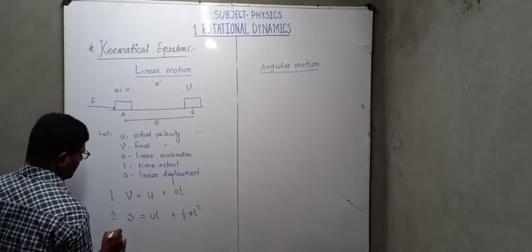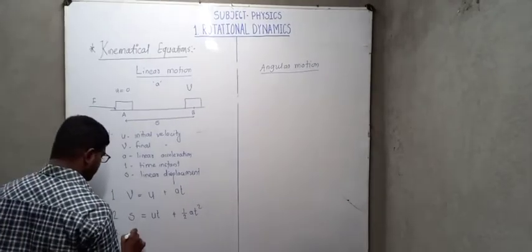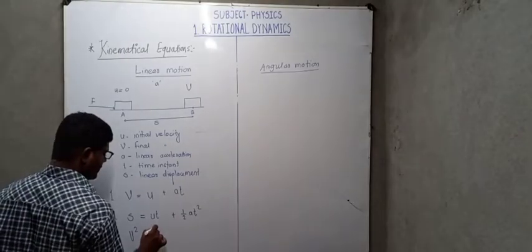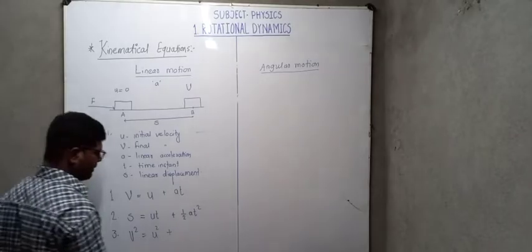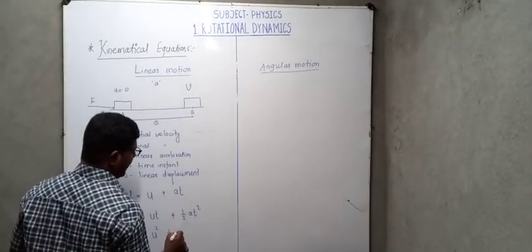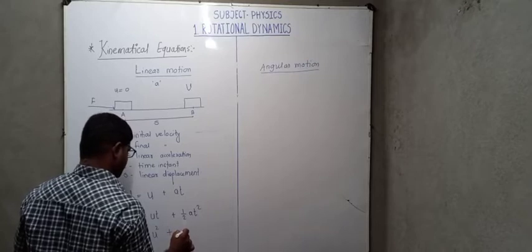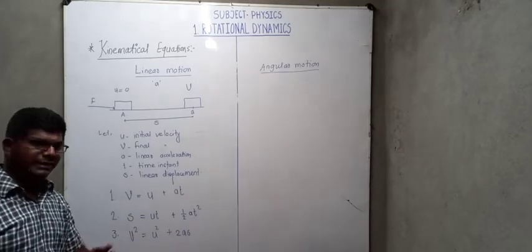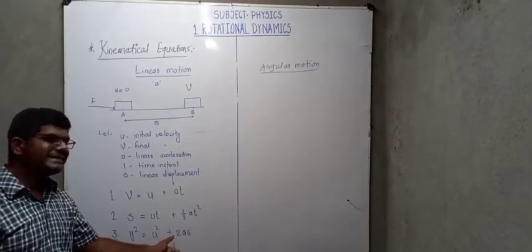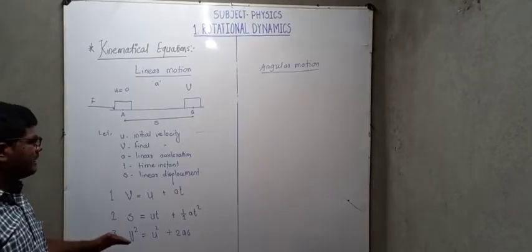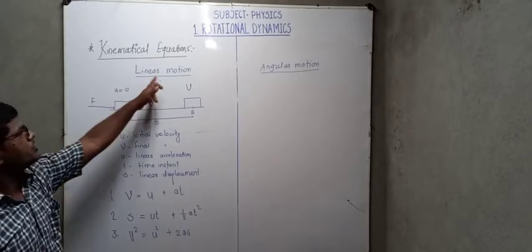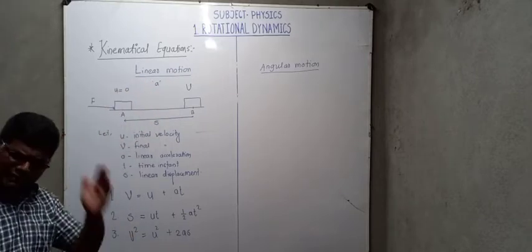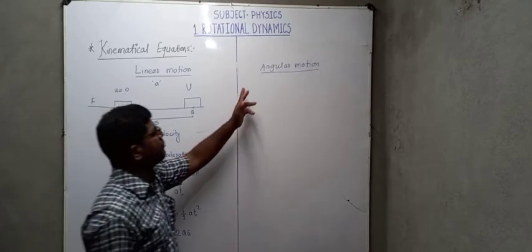And the third kinematic equation is that the square of final velocity, v square, is equal to the sum of the square of initial velocity and twice the product of acceleration and displacement. That is v square is equal to u square plus 2as. These are the three kinematical equations as far as linear motion of the body is concerned. Now, these three kinematical equations are exactly analogous to the kinematic equations for angular motion.